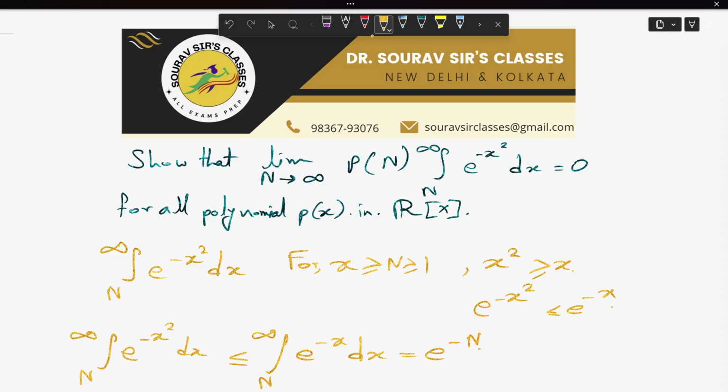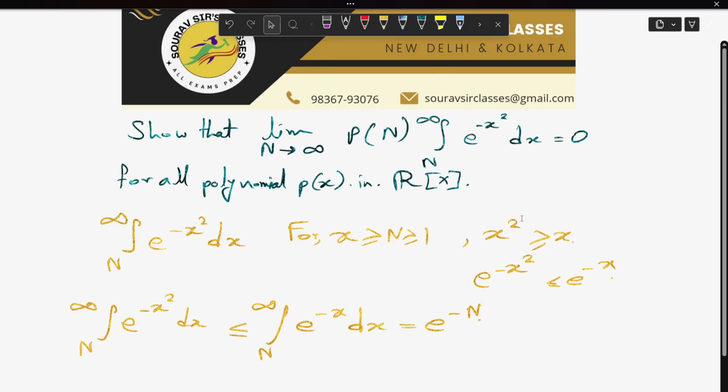Why do we get e to the power minus n? We know that e to the power minus infinity goes to 0, so I neglected that and got the value e to the power minus n. Now, e to the power minus x squared decays much faster than e to the power minus x. We all know that. So we can get a tighter bound also. Let us use Gaussian tail bounds.